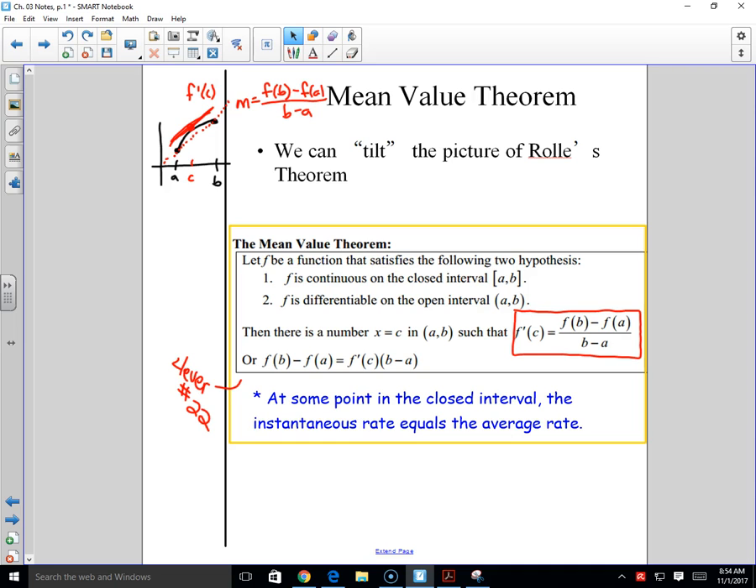We'll talk more about it tomorrow, but for the other example, the endpoints were the same, so the derivative had to be that somewhere. This one, the endpoints are not the same, so the derivative, the tangent line, will have that same slope somewhere.